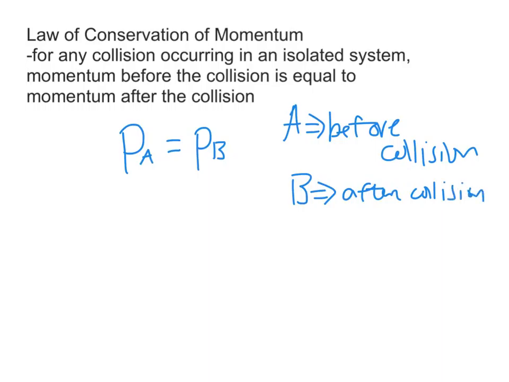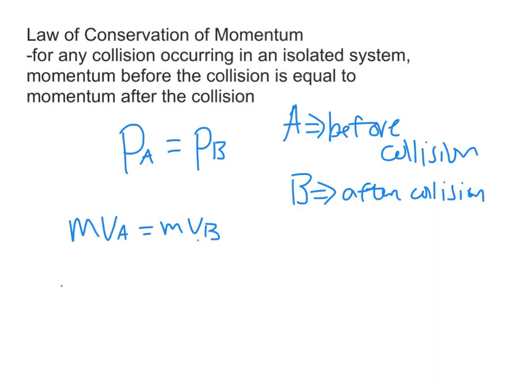Okay, so breaking apart the P's. P is momentum, which is mass times velocity. So that means your mass times your velocity before the collision is equal to your mass times your velocity after the collision. But if there's a collision, that means you're going to have more than one object.